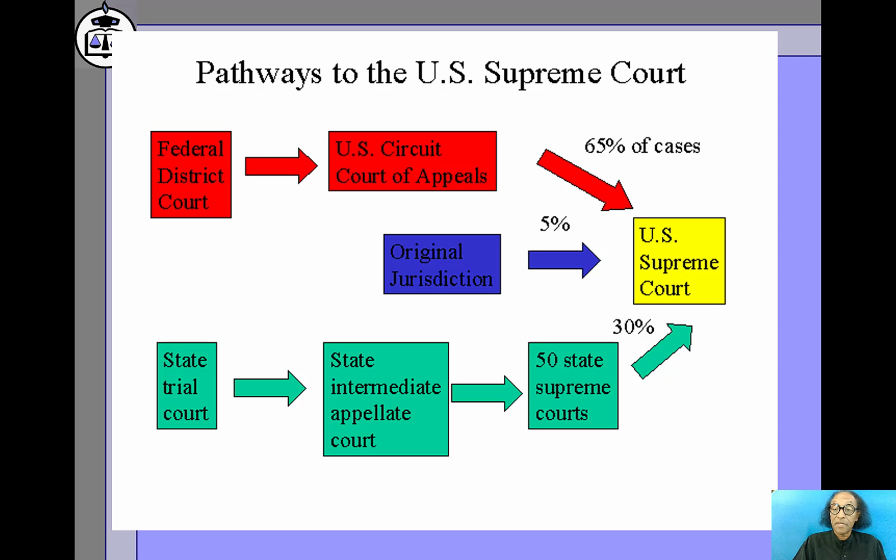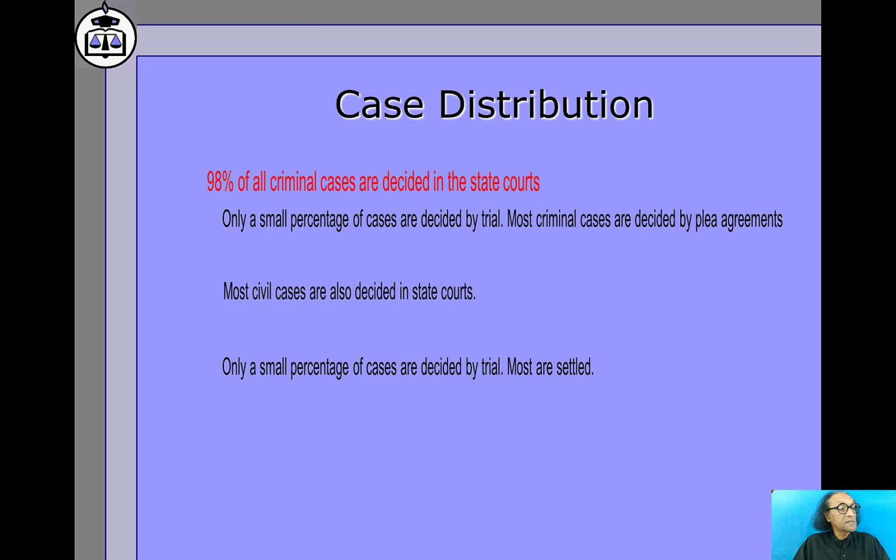But what the Supreme Court actually decides is a very tiny fraction of all cases, and it decides them not as of right, but because the Supreme Court itself chooses to hear those cases. Now, if we look at the case distribution, 98% of all cases are decided in state courts, which is a tremendous amount. And of those, only a small percentage are decided by trial. Most criminal cases are decided by plea agreement. Most civil cases are decided by settlement between the parties. So only a very tiny percentage of cases go to trial.